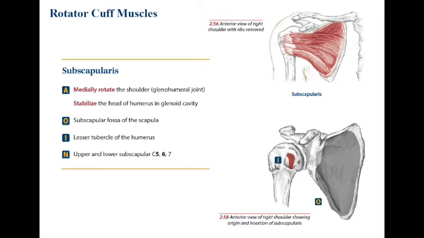Subscapularis. Origin: subscapular fossa of the scapula. Inserts: lesser tubercle of the humerus. Actions: medially rotates the shoulder, stabilizes the head of the humerus in the glenoid cavity.